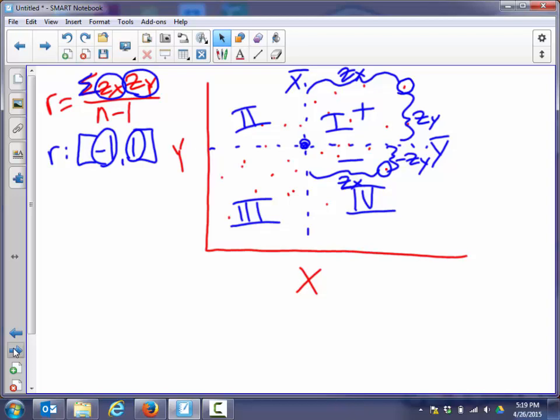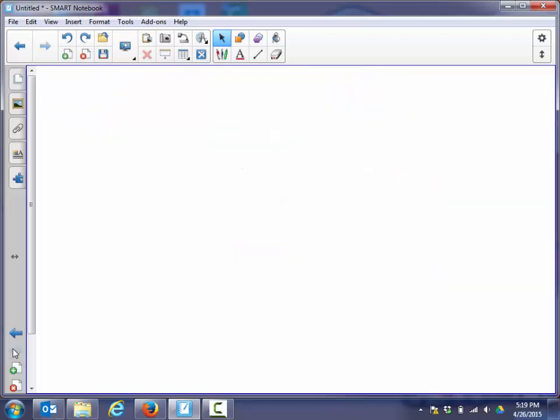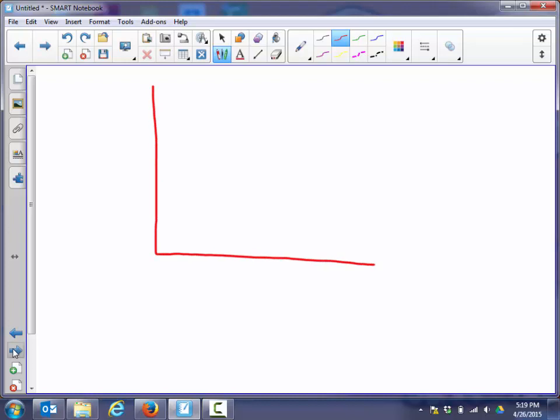Okay? So there's a little bit about correlation coefficient. A lot is there in that picture. If you have questions, approach me with them. Ask me in class, feel free to do so. Okay? Third slide, we are going to look at the regression line a little bit.